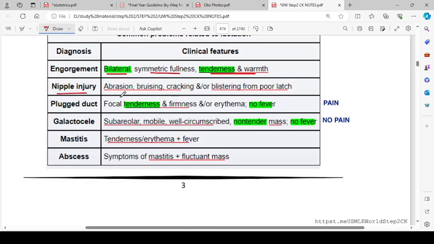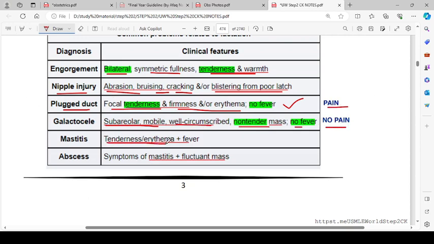Nipple injury: there will be abrasion, bruising, cracking or blistering from poor latch. Plugged duct: focal tenderness and firmness or erythema but there will be no fever. Galactocele: subareolar, mobile, well circumscribed, non-tender mass, no fever, no pain. In plugged duct, there will be pain.